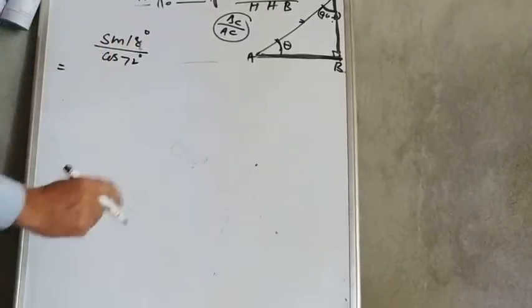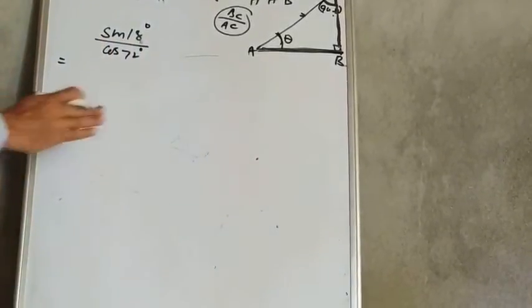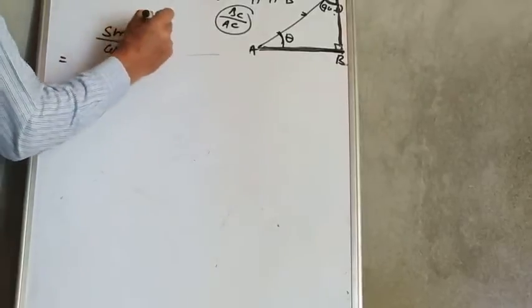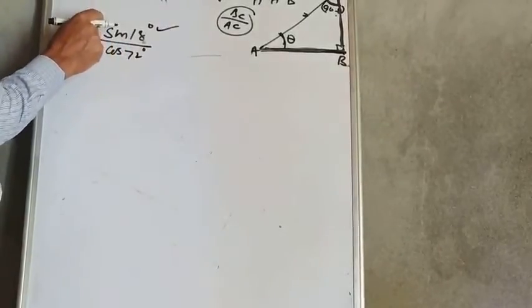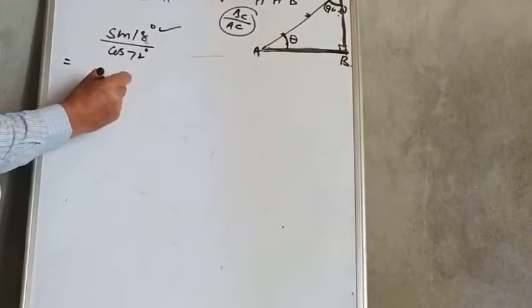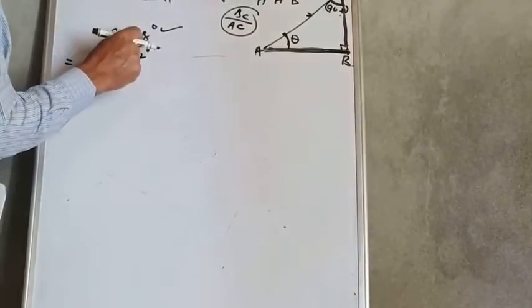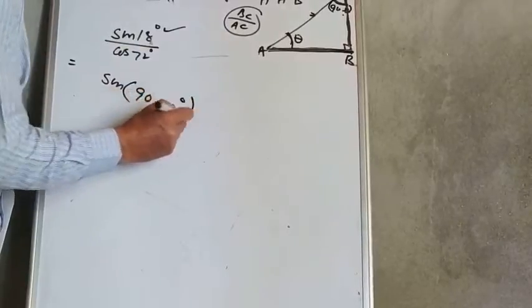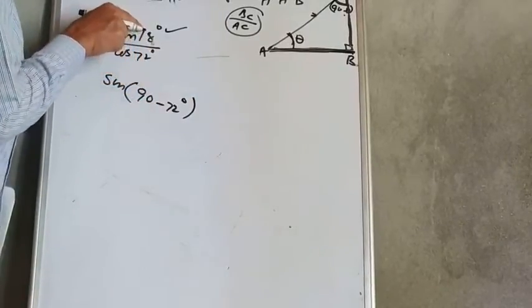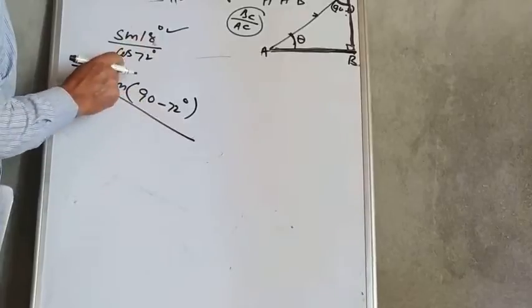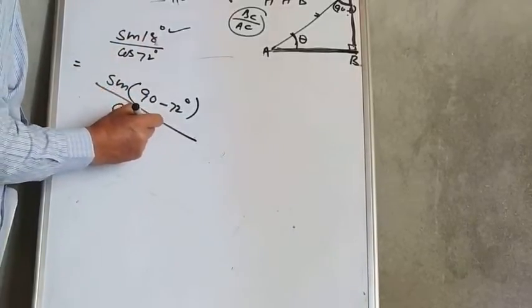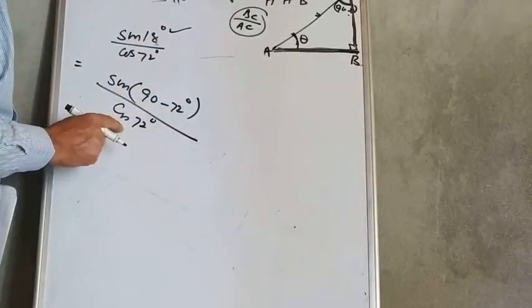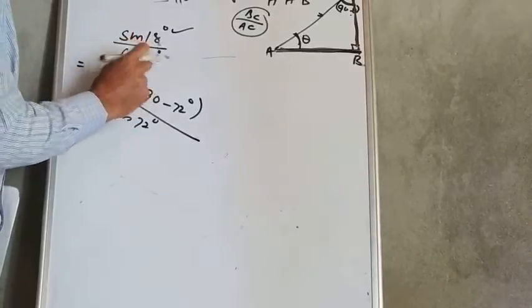This is so simple. You will change one of these angles. Suppose let us change this numerator. You can write this sin as sin 18 degree. You can write this as sin of 90 minus 72. 90 minus 72 is our 18 degree, divided by cos 72. Keep this denominator unchanged. You will change this numerator only.